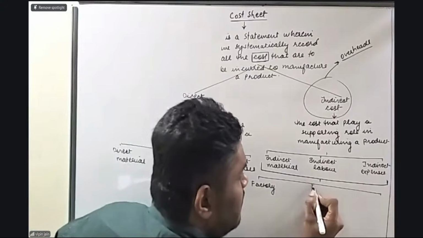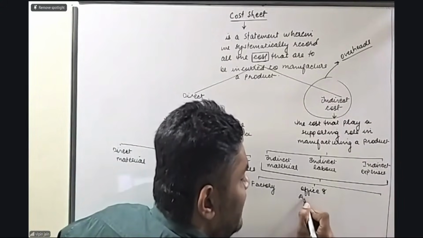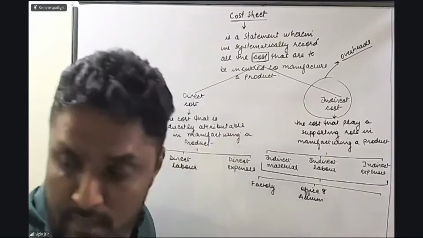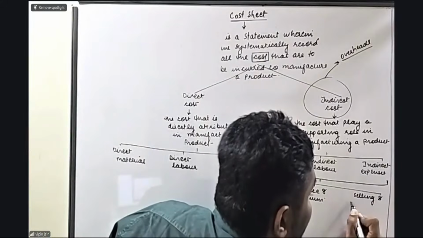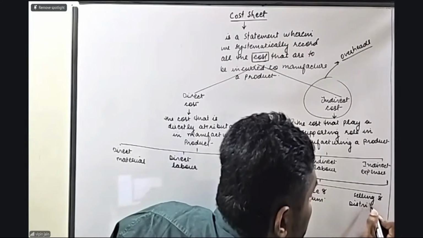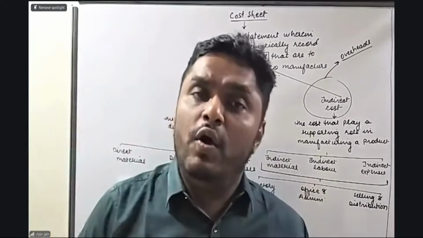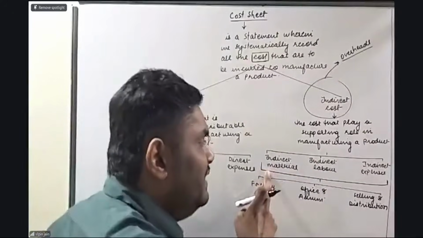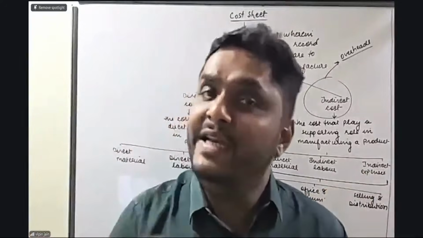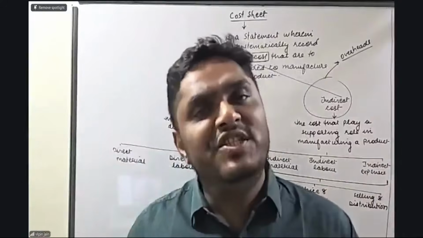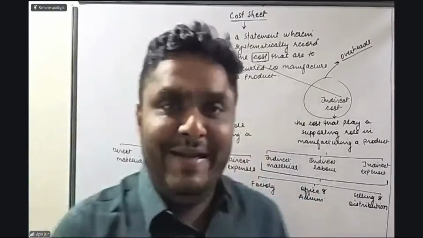That is factory, office and administration, and selling and distribution. ये जो भी indirect cost है, that is indirect material, indirect labor, indirect expenses, they are incurred at 3 stages. फैक्ट्री में भी हो सकता है, ऑफिस एंड एडमिनिस्ट्रेशन में भी हो सकता है, सेलिंग एंड डिस्ट्रीब्यूशन में भी हो सकता है. Let's take with factory.